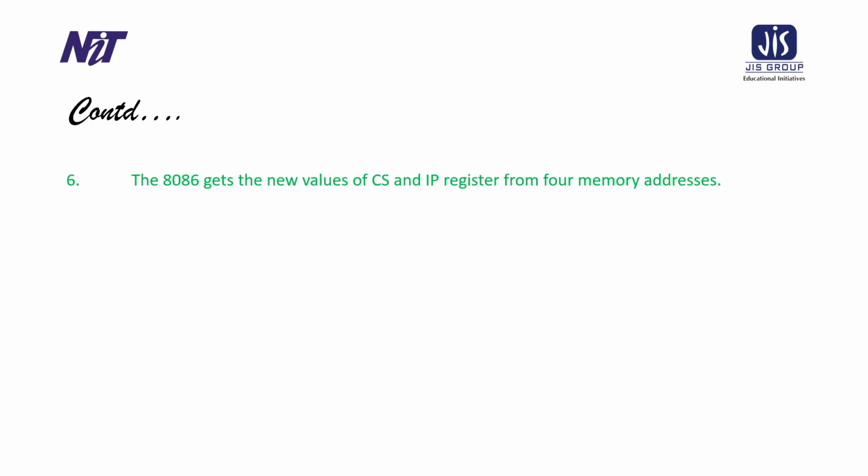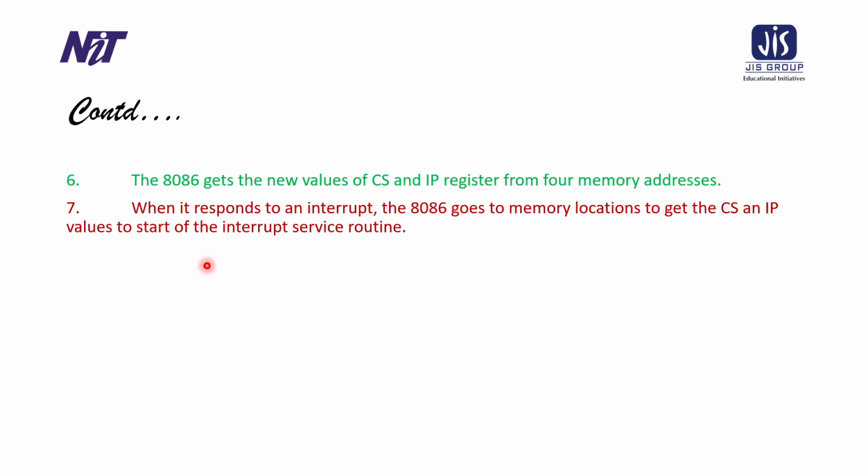The 8086 gets the new values of the CS and IP registers from 4 memory addresses. When it responds to an interrupt, the 8086 goes to the memory location to get the CS and IP values to start the interrupt service routine. This I explained in the previous slide.